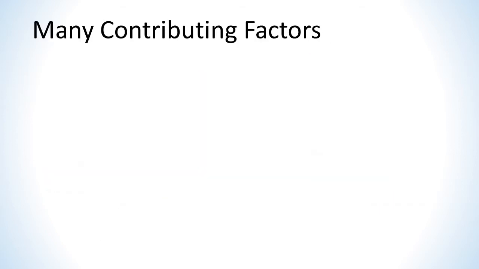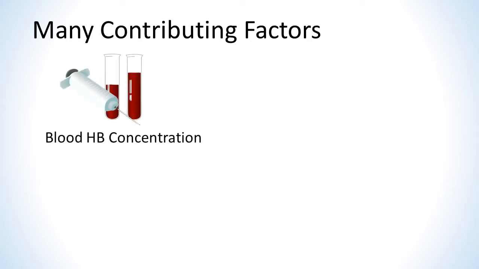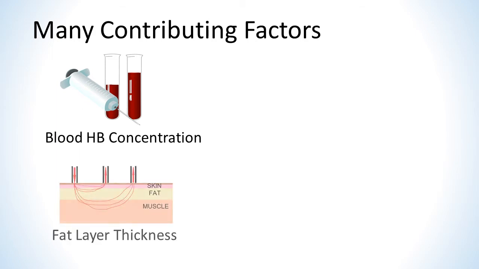Next, let's look at the four major factors that contribute to the THB reading. First is blood hemoglobin concentration, which we've already mentioned. The higher the concentration of hemoglobin in the blood, the higher the THB reading will be. Second is the fat layer thickness. Fat has a low density of blood vessels and no myoglobin. This is why fat has a whitish appearance, with thicker fat layers making the THB reading lower.